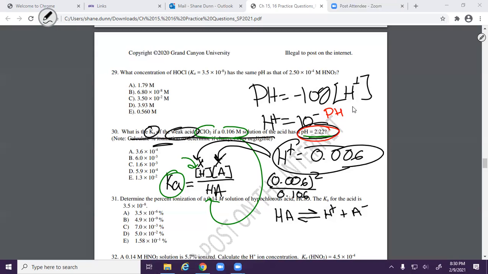What's your Ka value? Which one's that one, or closest to it? Whatever this equals, this has to equal the exact same thing, because they're being broken out at the exact same rate. The X squared, yes.